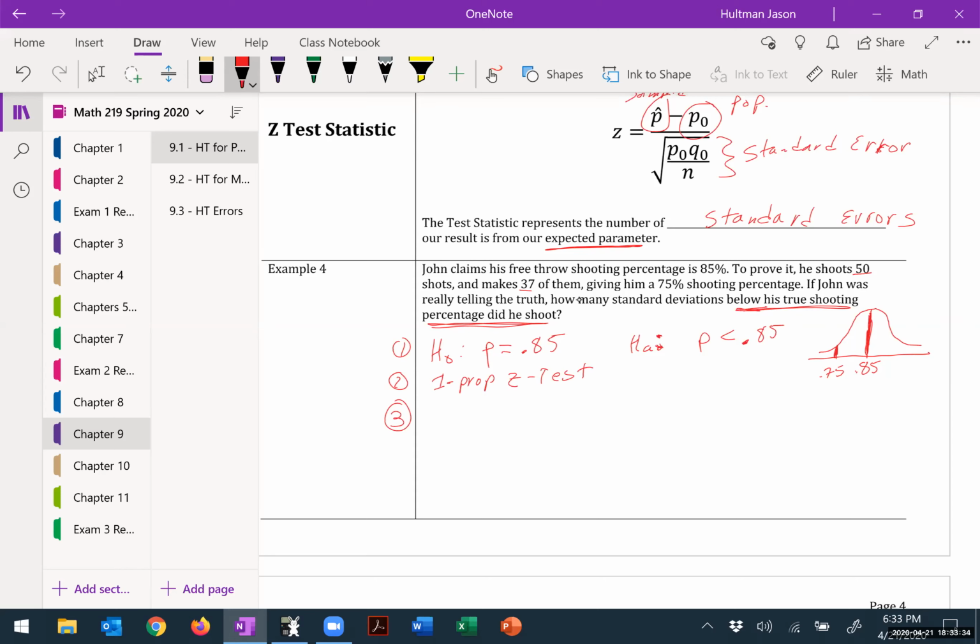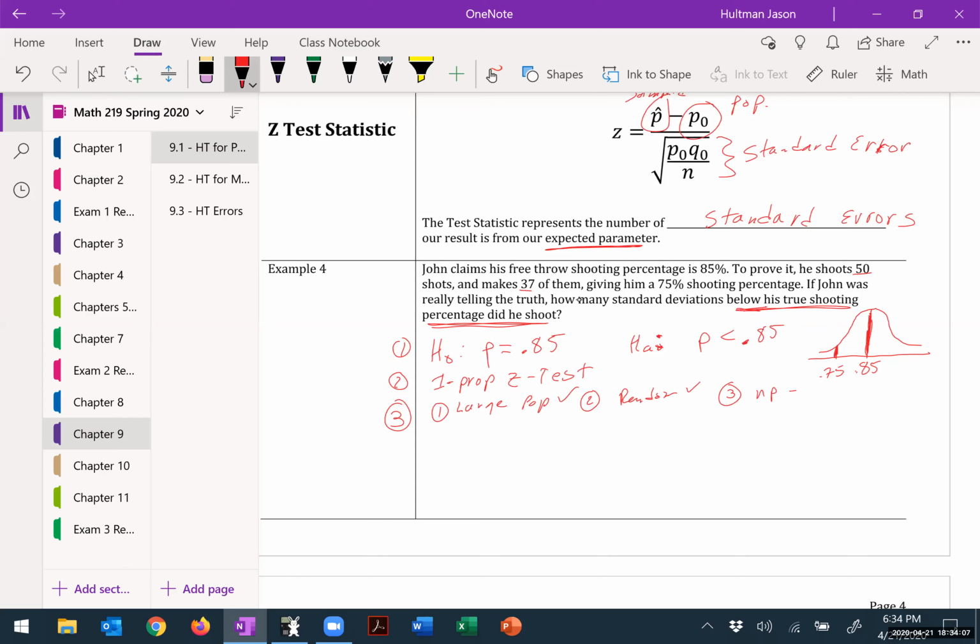Number 3 says, is this even possible to compare it to a normal curve? Well, is the population large? Sure, we're going to go with that. Is it a random sample? Sure, we're going to go with that. Number 3 is n times p. How many shots did he do? Is n times p greater than or equal to 10?